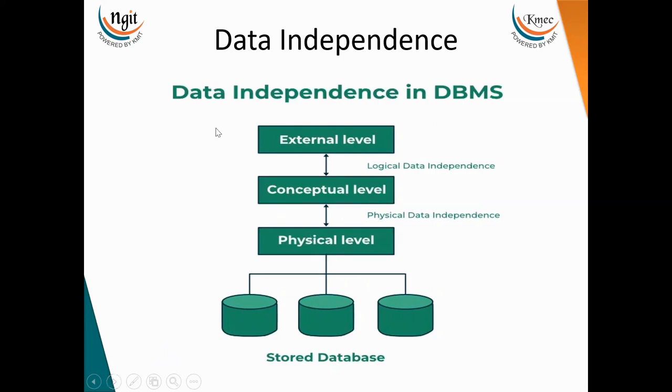Now, what are these levels? External level, conceptual level, and physical level. External level is also named as view level. Conceptual level is also known as a logical level, and physical level is also known as internal level. These are the three different levels which we have discussed earlier in data abstraction.